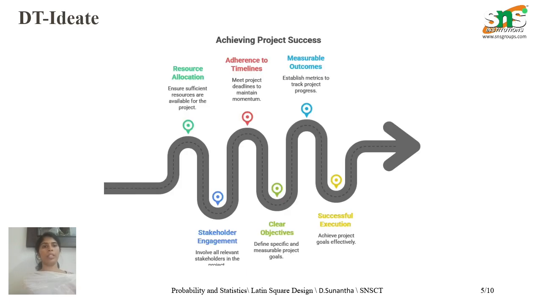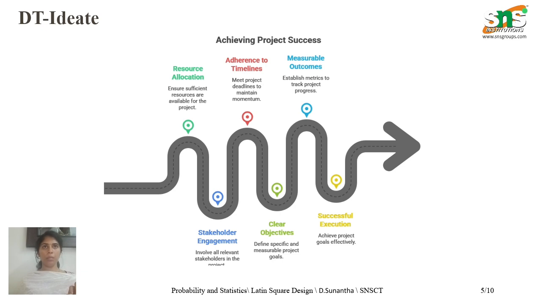Here is the ideate stage, in which the procedure is described. First, we identify the two nuisance factors in the data. Next, we arrange the treatments in a square form, that is the Latin square design, either 3 by 3 or 4 by 4 depending on the problem. Next, we ensure each treatment appears only once per row as well as in each column. Next, we randomize rows, columns and treatments. Finally, we analyze using three-way ANOVA without interaction.